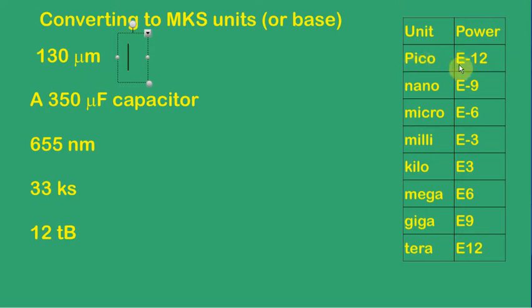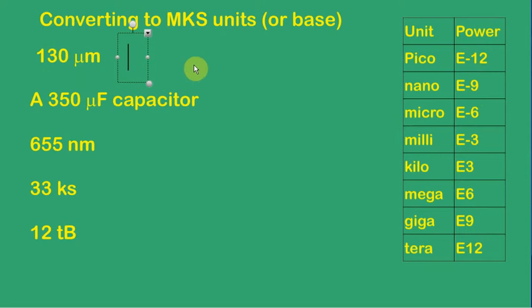A pico is equal to E minus 12, which stands for times 10 to the minus 12th. So a picogram is 1 times 10 to the minus 12 grams, or 1 trillionth of a gram. I've listed nano, micro, milli, all the way through tera, tera being a trillion of whatever unit we have. Trillion grams, meters, whatever. If you understand the relationship between the prefix and the power, then converting to MKS units is pretty simple.